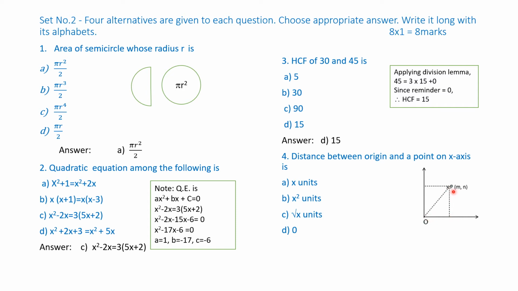Instead of P, M and N, you read it as X and Y. Therefore, X is this distance and Y is this distance. This is in units. Okay, so A is the answer. Distance is X units. Therefore, answer is A, X units. Distance is always in meters, centimeters and units only, not square units.